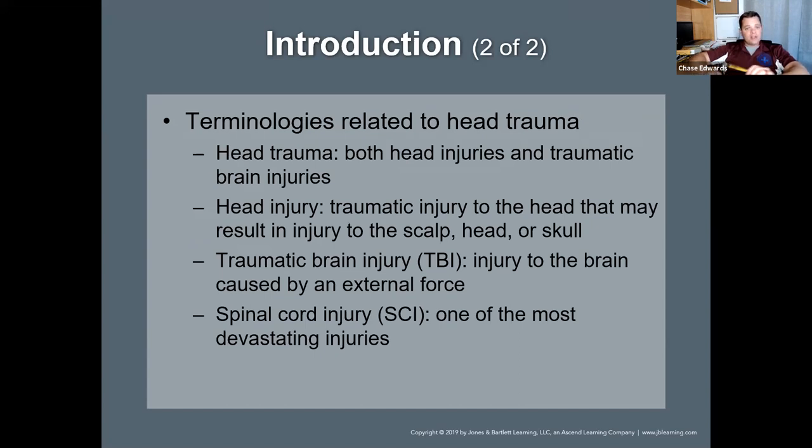So there are several terminologies that are related to head trauma. Head trauma refers to both head injuries and traumatic brain injuries, or TBI. Head injury is traumatic injury to the head that may result in injury to the scalp, head, or skull, but not including the face. The terms head injury and traumatic brain injury are frequently used interchangeably. Traumatic brain injury refers to an injury to the brain caused by an external force. Spinal cord injury, or SCI, is one of the most devastating injuries encountered by pre-hospital providers, okay? And TBI is a substantial cause of death and disability as well.